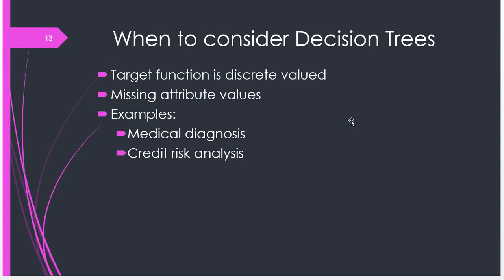So when do you use the decision tree? It's basically best used when the target function is discrete. So you know that your values are not continuous, but you've got clear-cut values. For example, it's a yes or a no, it's a 1 or a 2. So your values are very clear, and it makes it simple for you to make those decisions using the decision tree. Also, where there are missing attribute values, you can also use that.